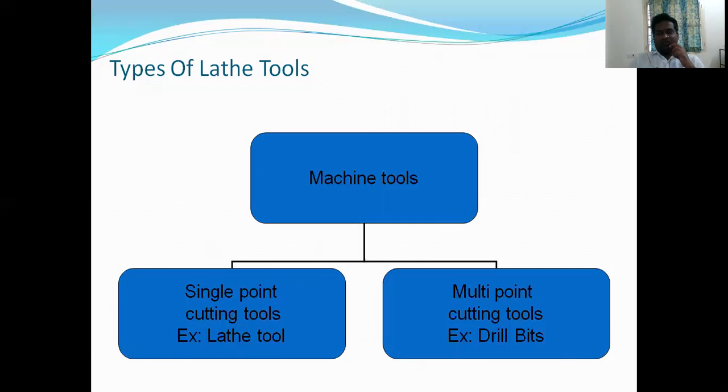Here in the lathe machine, we are discussing the types of cutting edges. The tools which are having a single point cutting edge are called single point cutting tools, for example the lathe tool. The tools which are having multiple cutting edges are called multi-point cutting tools. If we recall the drilling operation from the first year, we observed that the drill bit is having multiple cutting edges, so it is called a multi-point cutting tool.